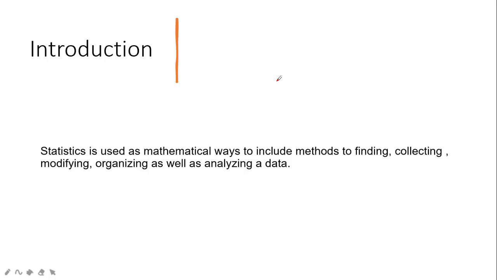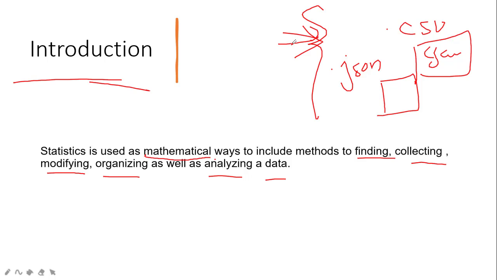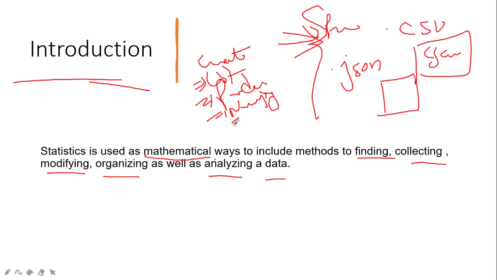Let's move on to the technical terms of statistics, or you can call it an introduction to statistics. Basically statistics is used as a mathematical way. That's why I told you it's a combination of mathematics and science. The mathematical ways include methods of finding, collecting, modifying, organizing, as well as analyzing the data. Data can be anything. You can use any .csv file where the data is saved properly, or a .json file where you already have data. Suppose you don't have real-time or predefined data, you can create data with the help of lists, with the help of pandas, numpy. You can go with matplotlib libraries.